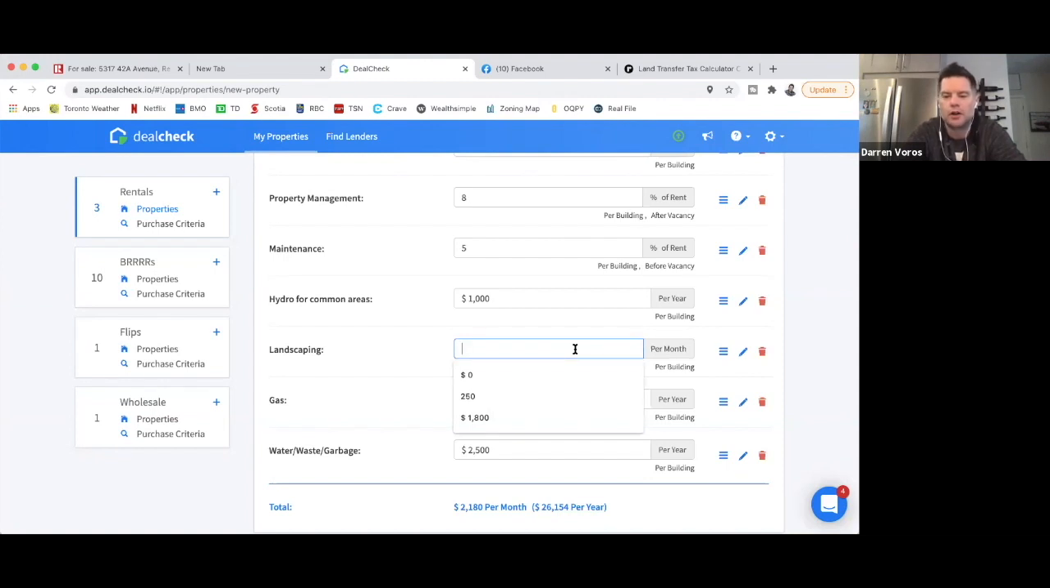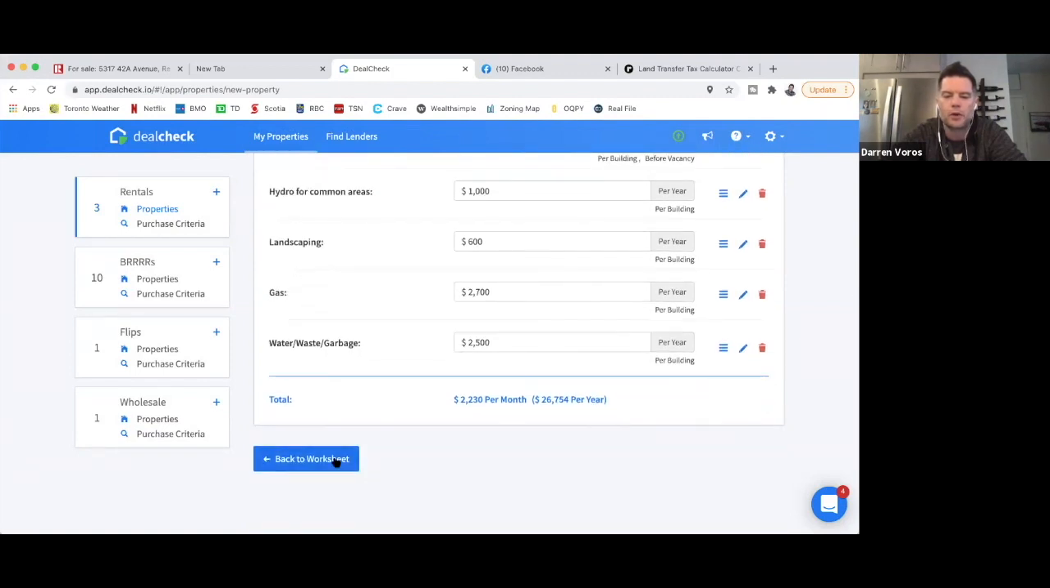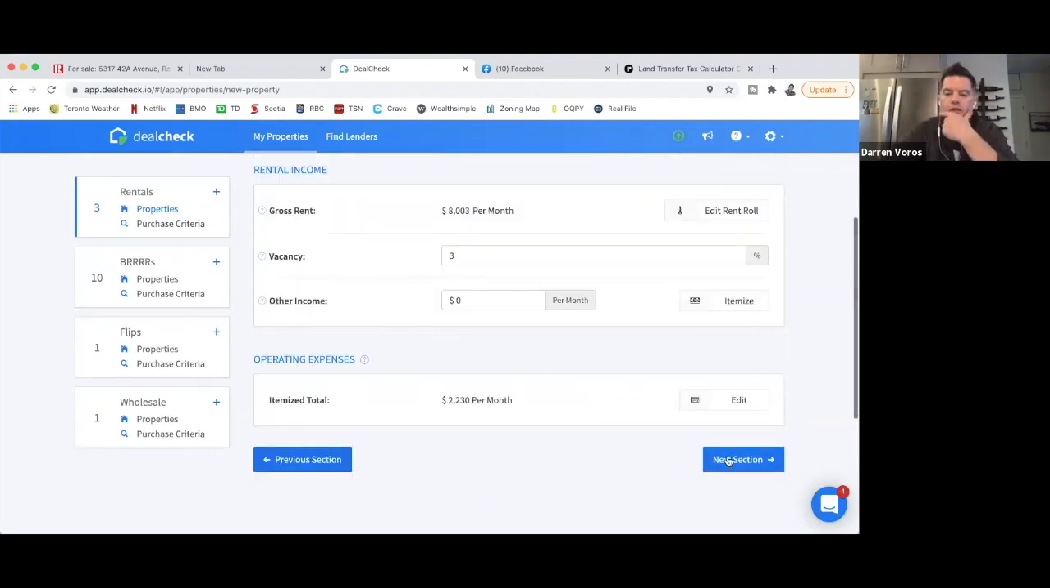And we're going to call that 4 months. So let's add at least $600 for the year. Okay. So now we have our operating expenses. We're going to go back to the worksheet. So let's go to the next section here.